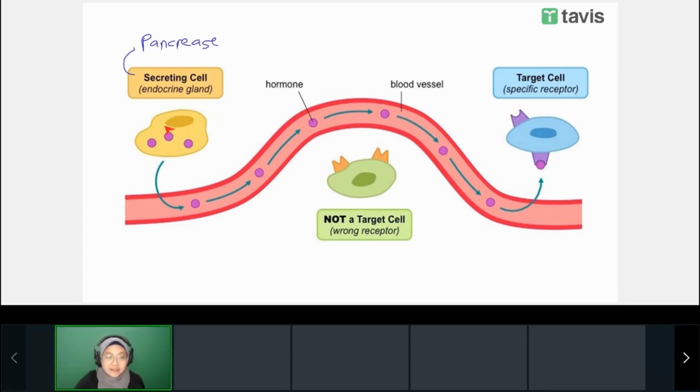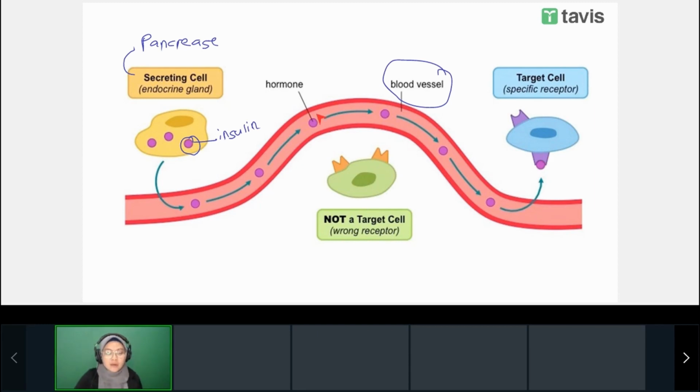The pancreas secretes insulin. How is insulin transferred in our body? By our blood circulatory system, through our blood vessels. Then the insulin will go until it meets the target cell. The target cell has a specific receptor, a specific shape to bind with the hormone.